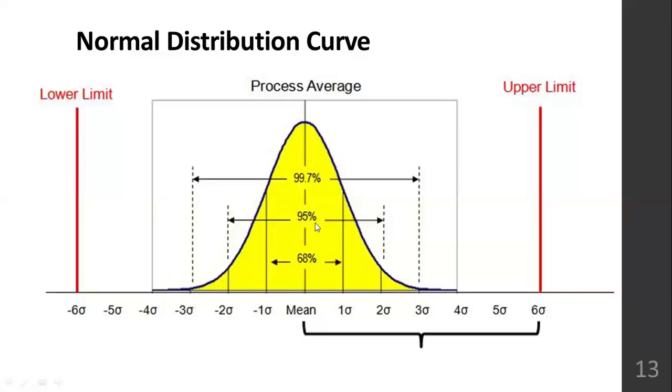mean, median and mode are equal, where the value of mean is equal to the median is equal to the mode, that is a normal distribution curve. Everything lies in the center.